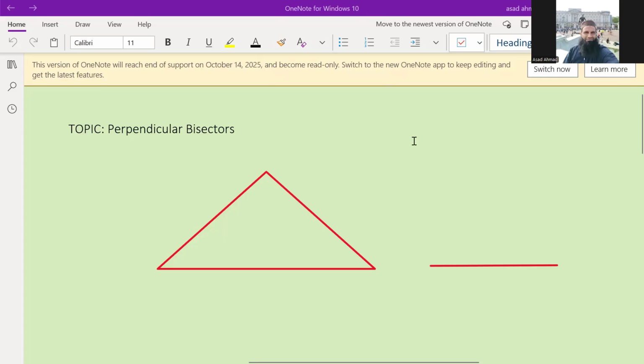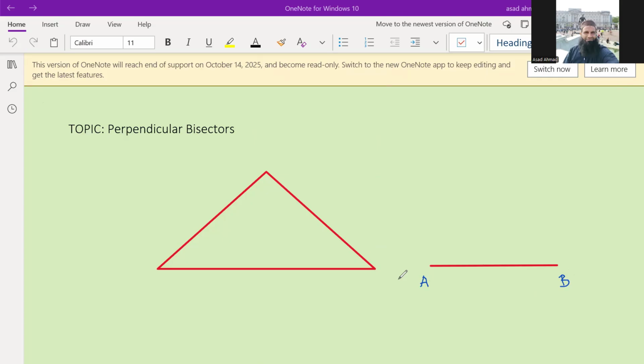Rahim. Today we will learn how to draw the perpendicular bisectors of sides of a triangle. So basically, the side of a triangle is a line segment. We will first learn how to make a line segment's perpendicular bisector, and then we will apply this perpendicular bisector concept to all sides of the triangle.